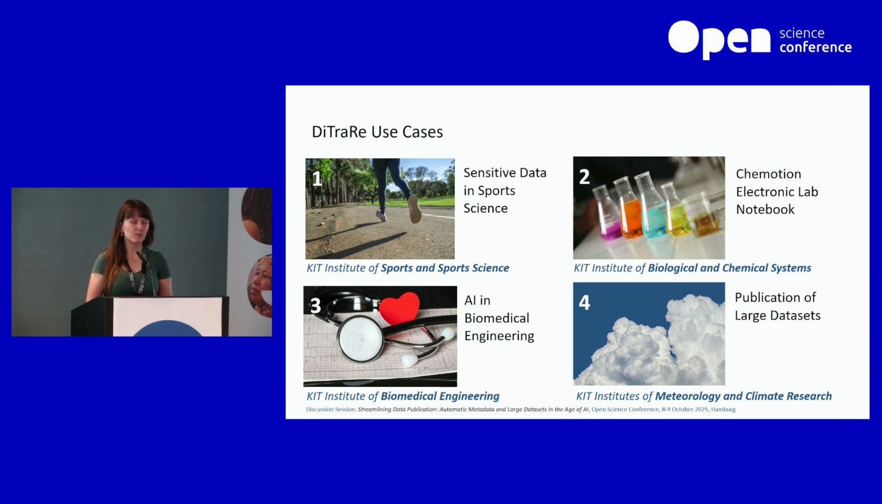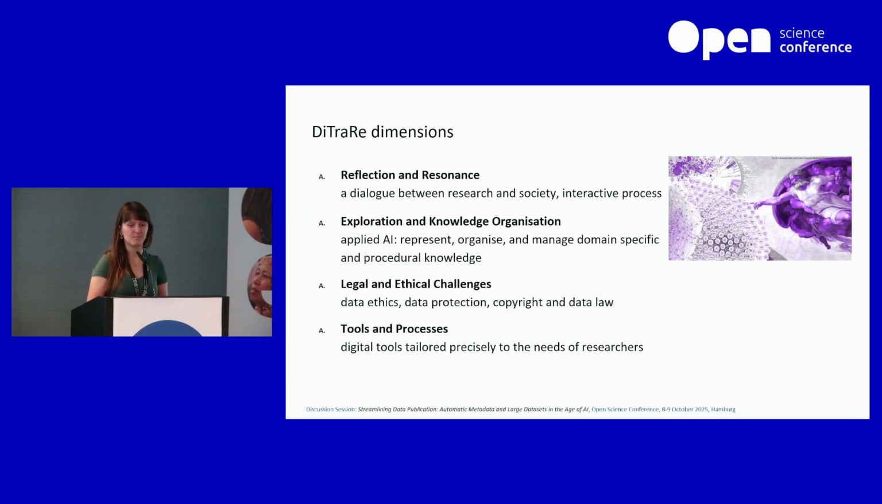Chemotion Electronic Lab Notebook is our second use case with the KIT Institute of Biological and Chemical Systems. The third use case is AI in biomedical engineering, the most AI advanced use case that we have for now, a KIT Institute of Biomedical Engineering. And the fourth use case is publication of large data sets, and here we collaborate with climate researchers, again from KIT. And all of these 4 use cases are being investigated by the so-called dimensions.